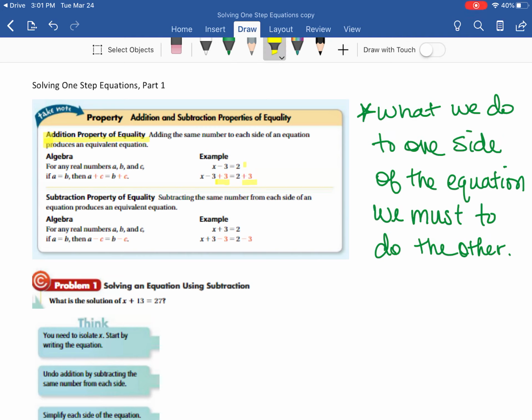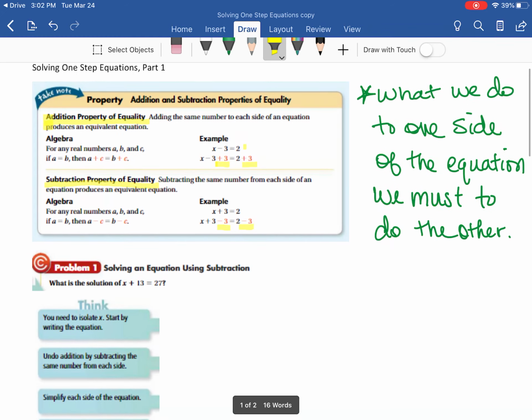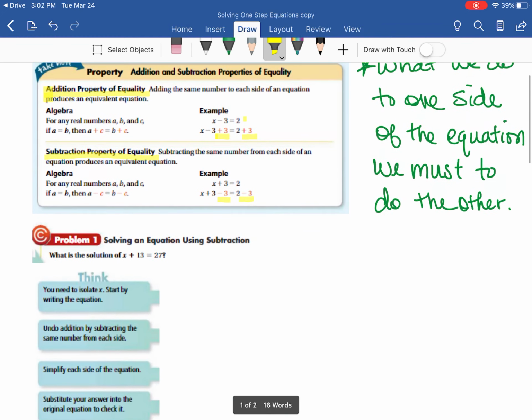Okay, the subtraction property of equality is very similar to addition, except that I'm subtracting. So if I subtract the same number from each side of the equation, it produces an equivalent equation, right? So in this example, it's x plus 3 equals 2. If I subtract 3 from both sides of the equation, then I'm preserving equality and thus will produce an equivalent equation. Okay, so how does that apply to solving equations?